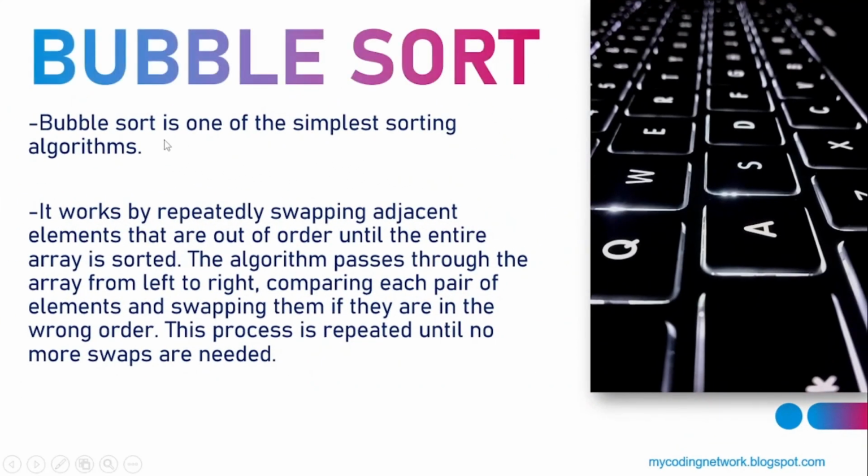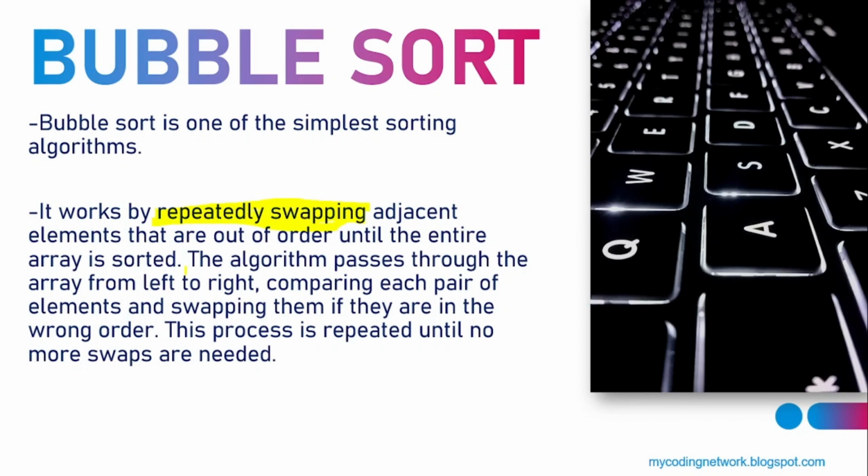Over here, we can see it's written that bubble sort is one of the simplest sorting algorithms that we are going to study, right? Its working is explained as follows: it works by repeatedly swapping adjacent elements that are out of order until the entire array is sorted. So the two words you have to keep in mind are repeated swapping. Repeated swapping takes place in this algorithm.